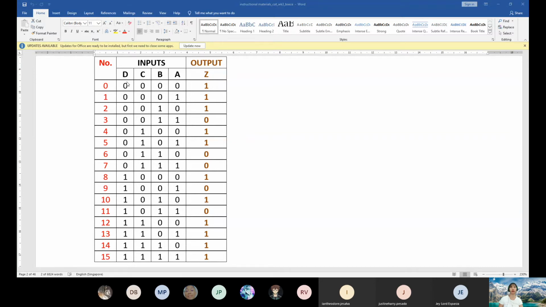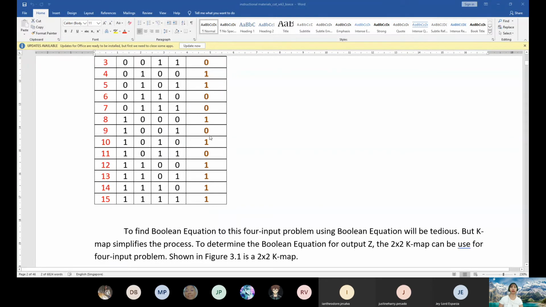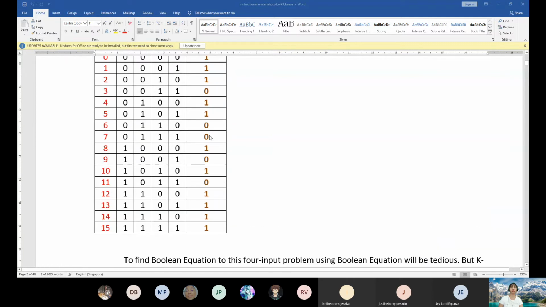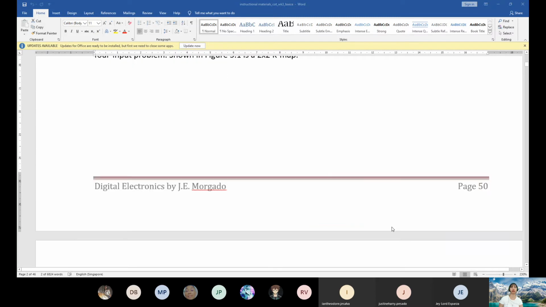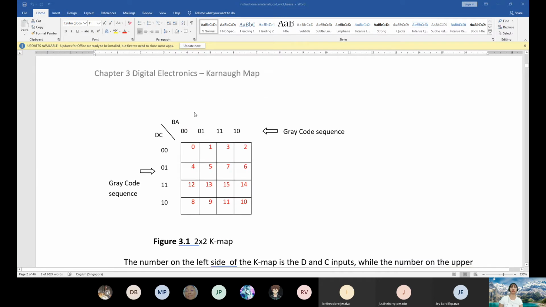So we have 4 inputs, DCBA, and 1 output. For each output, we will have one Karnaugh map. Okay, one Karnaugh map. So let's see how it's going to be. Since you have 4 inputs, we'll use a 2 by 2 K-map. Okay, so how is it? Okay, so this is the 2 by 2 K-map.